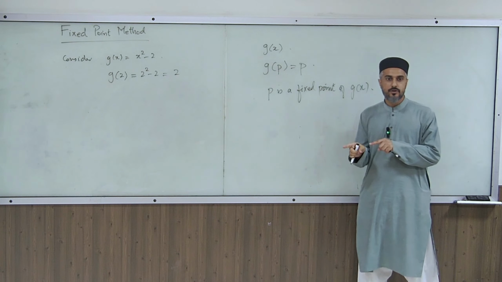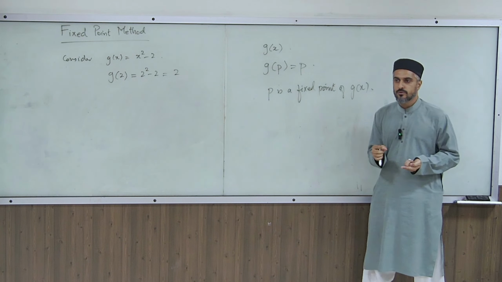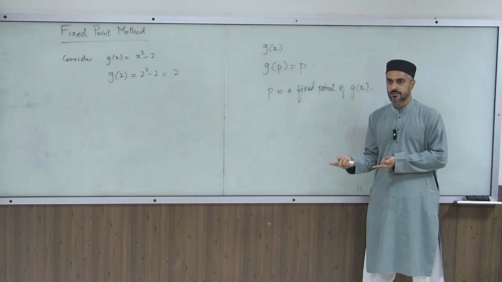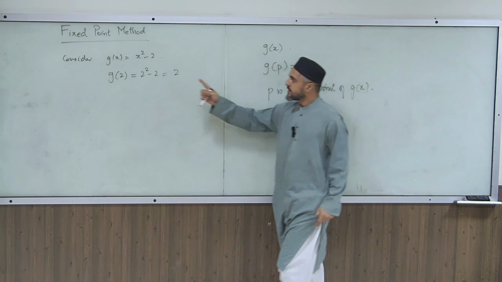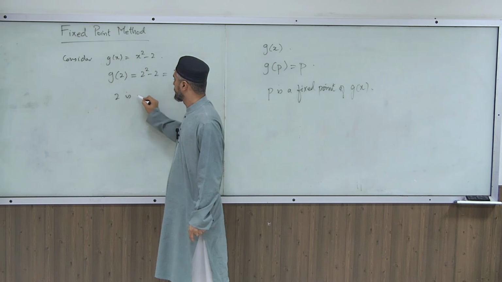So the input at the points where the function is giving the same output as the input will be the fixed point of that function. Okay, so in this example, what is a fixed point? 2 is.